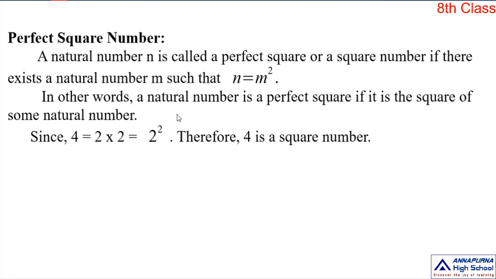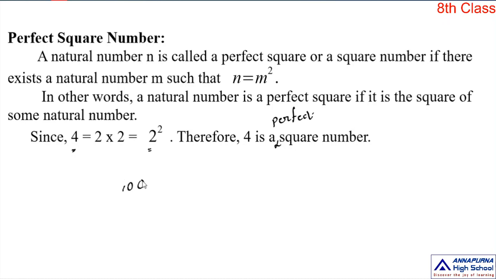So in other words, a natural number is a perfect square if it is a square of some natural number. For example, let us take 4. Yes, 4 is a square of 2. So therefore 4 is a perfect square number.